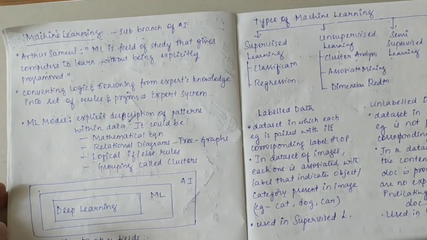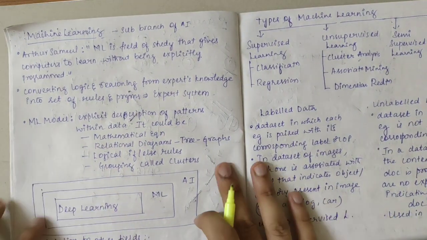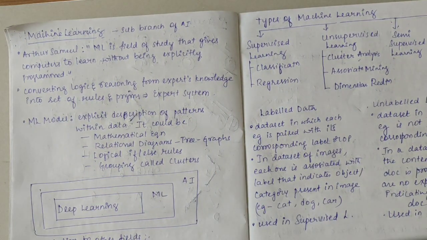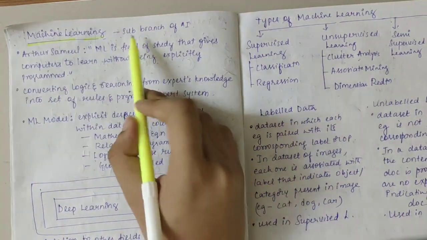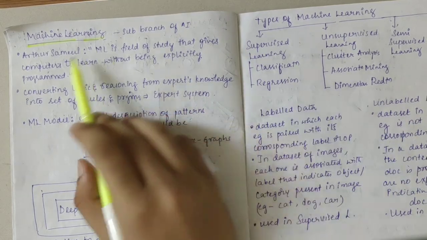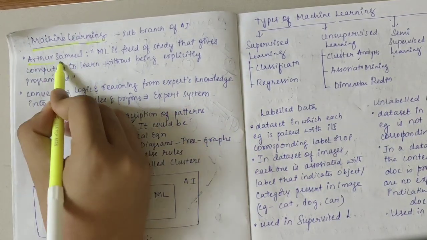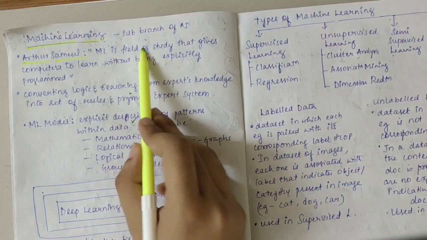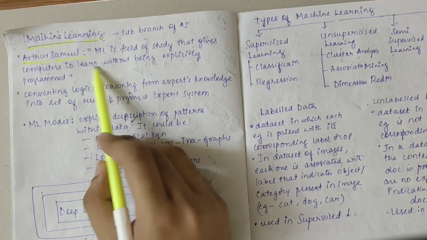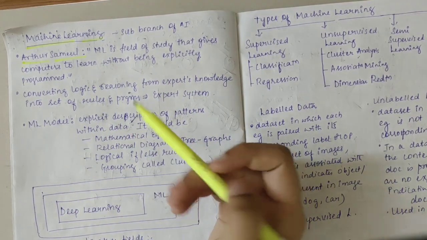So ML, here again we have several theory topics which would be asked for 6 to 10 marks. Let's look into them one by one. Firstly, understanding the definition of ML. ML is a sub-branch of AI, we know that. The textbook definition says that Arthur Samuel stated that ML is a field of study that gives computers the ability to learn without being explicitly programmed.